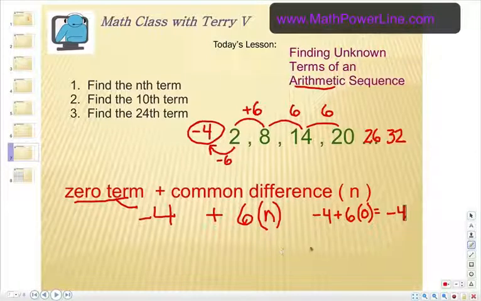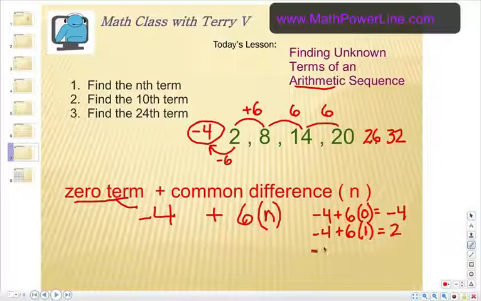Now what if we want to know the first term? Up here in green it says 2, but let's double check that. So we'd have -4 plus the common difference of 6 times 1, because we want to know the first term. 6 times 1 is 6. 6 plus -4 would be 2. So we're just testing our algebraic term to make sure.